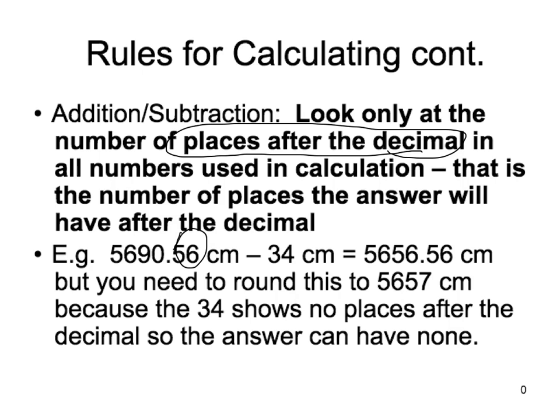So we look at this, and 34 doesn't have any places. This number, of course, has 2 places, 0 places. I punch this into my calculator, but I have to round it to that. No places after the decimal.